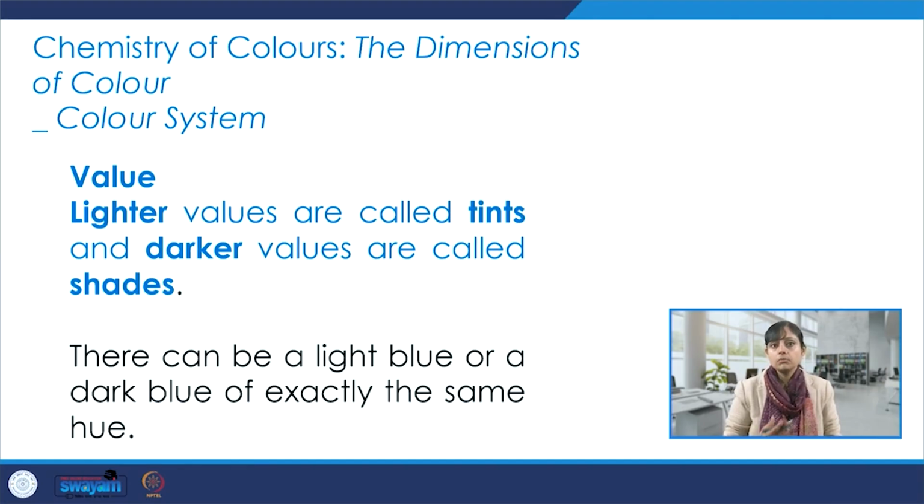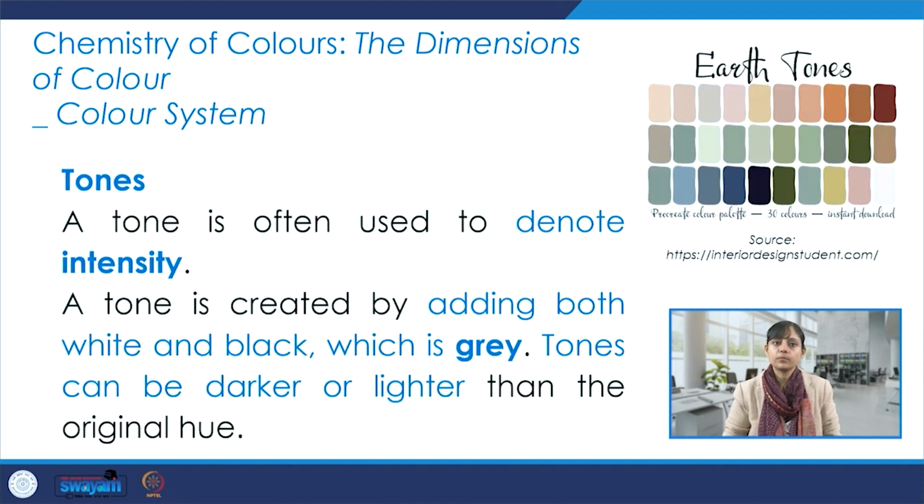Now we are talking about the value. Lighter values are called tints and darker values are called shades. And there are also tones. So tone is also denoted by intensity, but it is created by adding both white and black, which is gray. So it is slightly different from chroma.